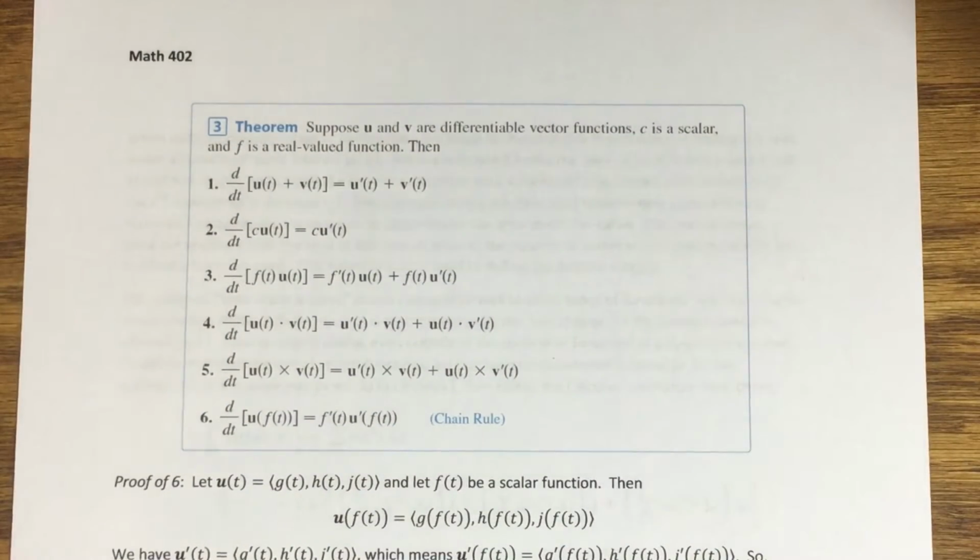Okay, so the next thing that we want to talk about are some differentiation properties or rules or laws, I guess you could call them. There's six of them here, and basically, I had said before, you don't need to memorize a whole new set of differentiation rules because taking the derivative of a vector function really just looks like taking the derivative in the usual way of each of its component functions.